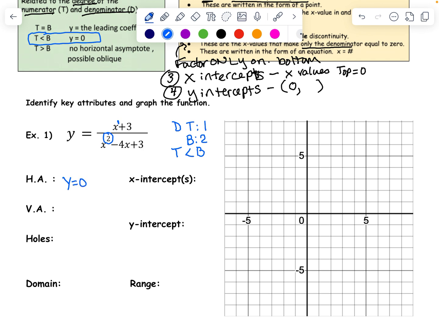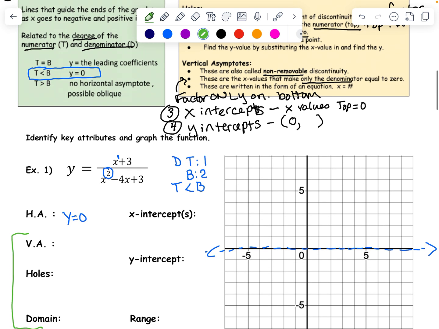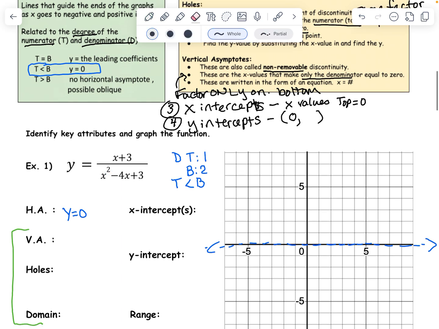Now, we may pass the horizontal asymptote. This is just a guide for the end behavior, okay? We can cross this one. The things we can't cross are the vertical asymptotes, right? And so to find the vertical asymptotes and the holes in the domain, we really start with the domain. So we look to see what this looks like when we factor it.